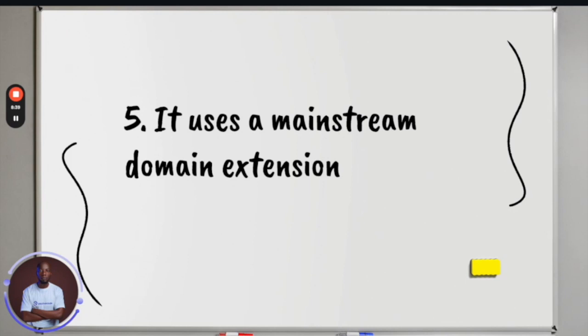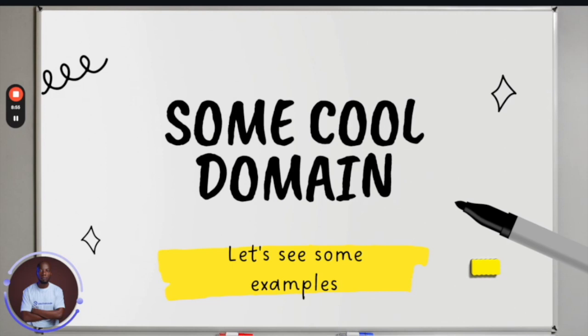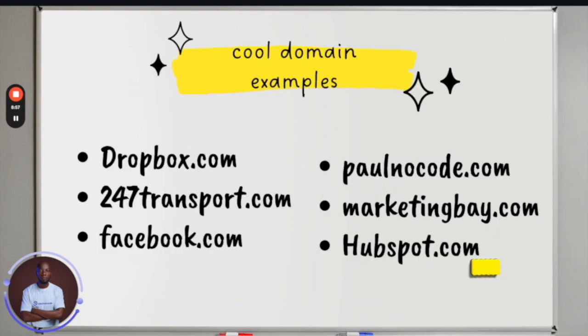And you can also use other mainstream extensions like .io, especially if you're running something that has to do with tech, right? And AI is everywhere, so you can find a .ai domain and use it. People trust it, don't worry. So yeah, some cool domains that I know. There is Dropbox.com, 247transport.com. These are cool. Facebook.com, Marketingbay.com, HubSpot.com. So you can see these domains are clean, straight to the point, and they're pretty easy.